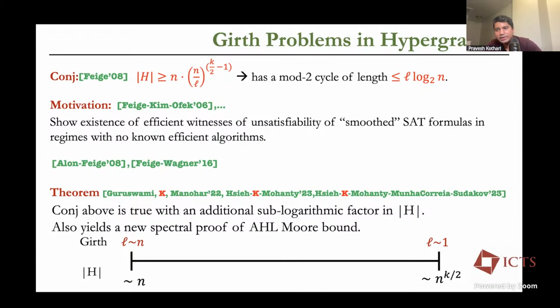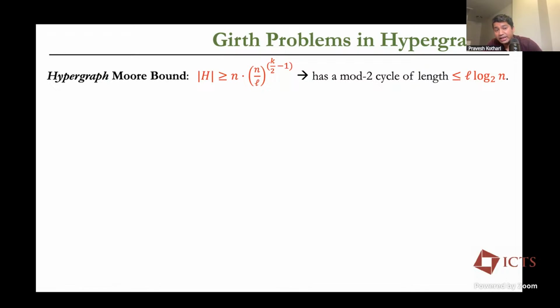And so now what we know is that Feige's conjecture is in fact true, up to some additional sub-logarithmic factor in the size of H required for it to be true. It turns out that this new technique also yields a new proof of the Alon–Hoory–Linial Moore bound that I told you about before. But I'm not going to tell you the proof of this result at all today. I'm simply going to say that we now know the basic AHL result for hypergraphs, so we can now build on it.